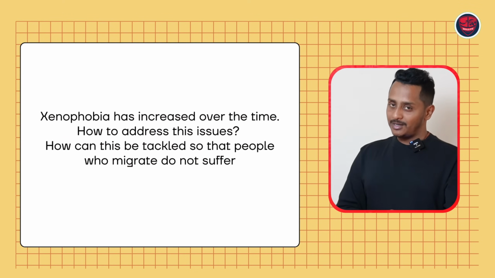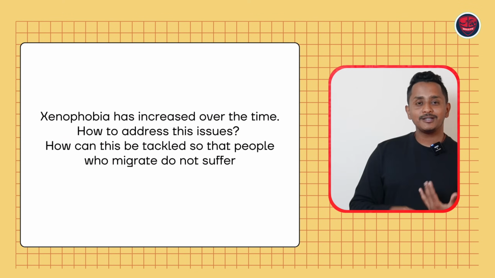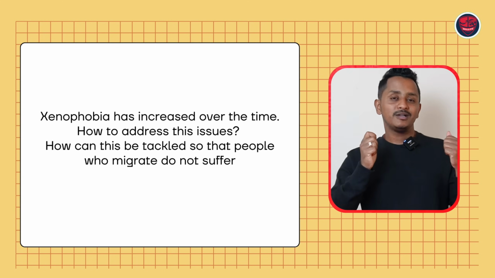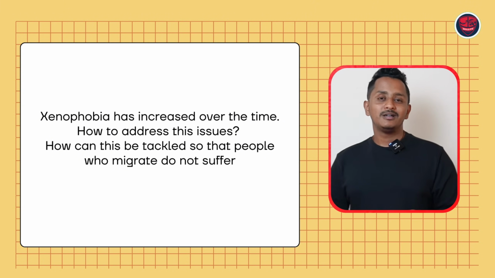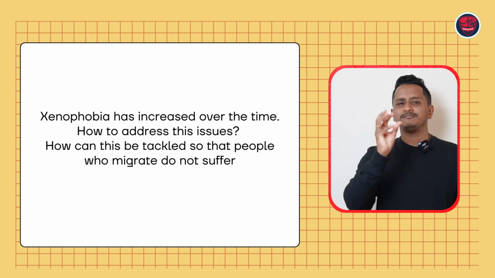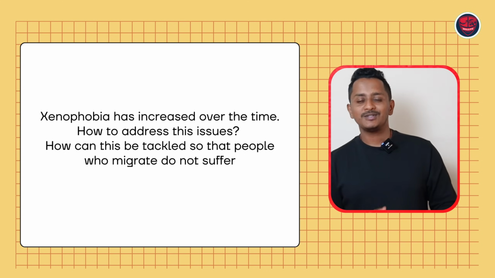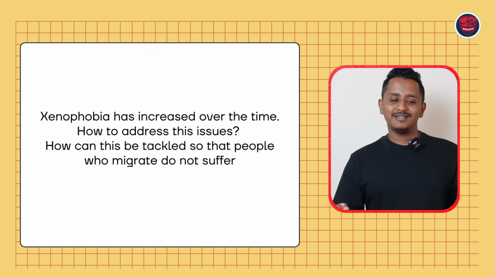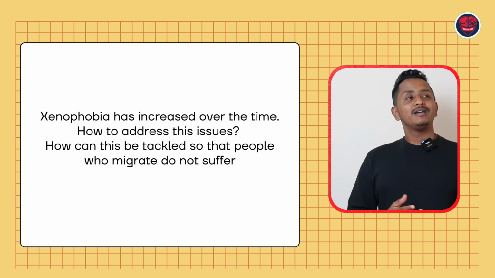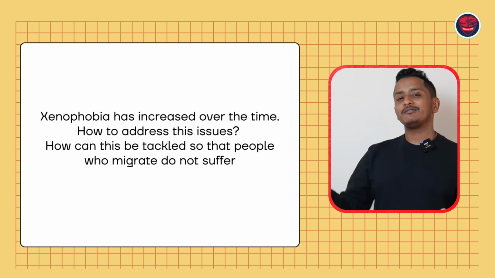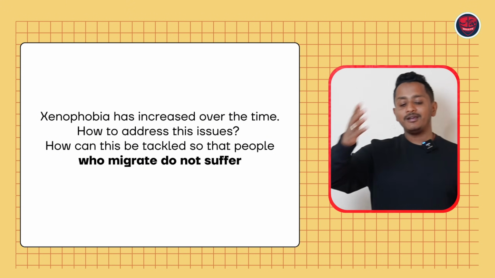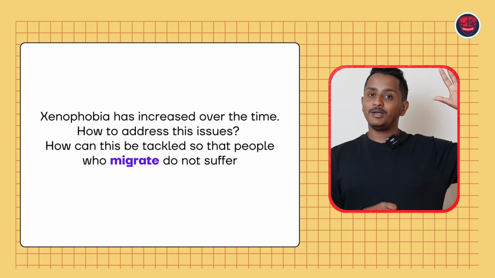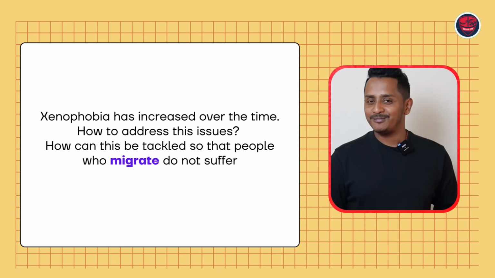But if this is the question that comes in the exam, let's say, xenophobia has increased over the time, how to address this issue, how can this be tackled so that people who migrate do not suffer? Now, when a new word like xenophobia is introduced in the question, usually in the exam they would have given you some hints. They would have explained what xenophobia is. If they have not, then at least they would have given a clue somewhere. Now here the clue is people who migrate do not suffer, so it's about migration. I don't know about xenophobia, but I can definitely write about migration.